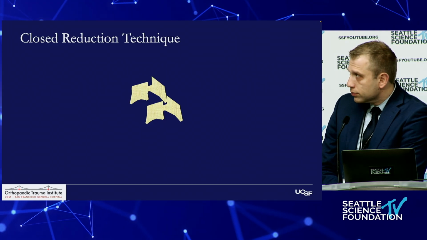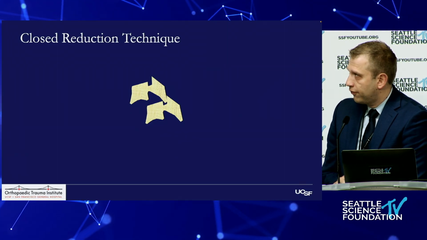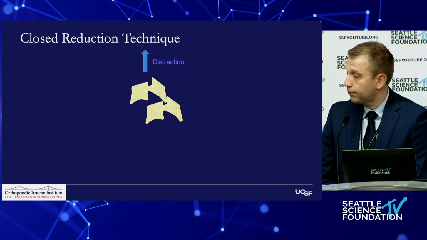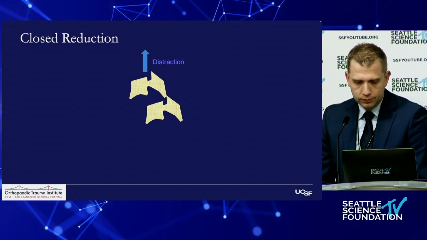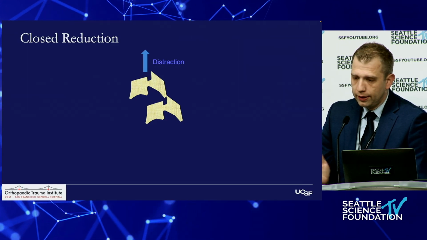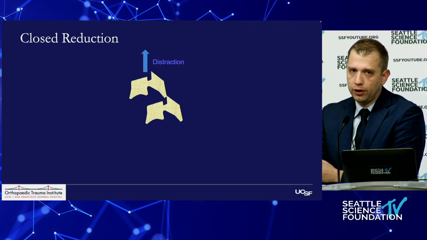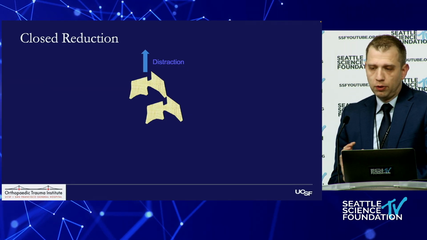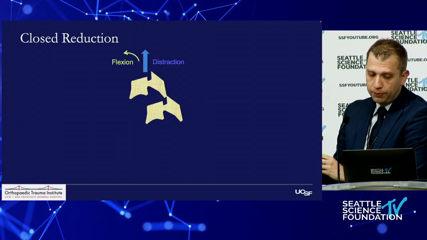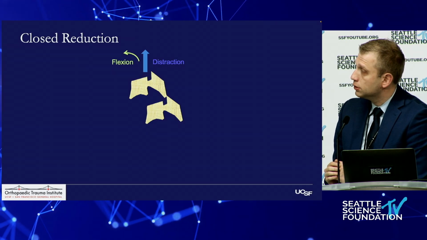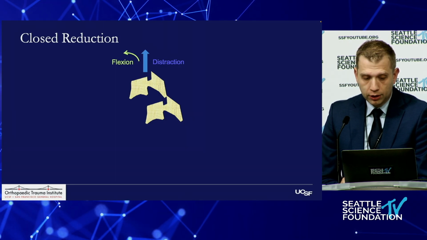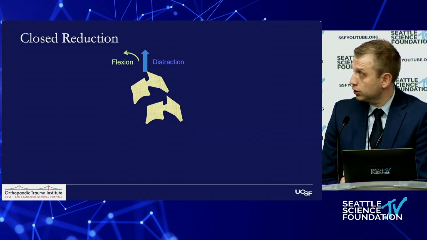And so when reducing your jump facets, you want to start by distracting. And then, just like any other fracture, we know you want to replicate the injury in order to unlock the facets. And so you want to put a bit of flexion to recreate the injury so you could unlock the facets from each other, and continue with more distraction.